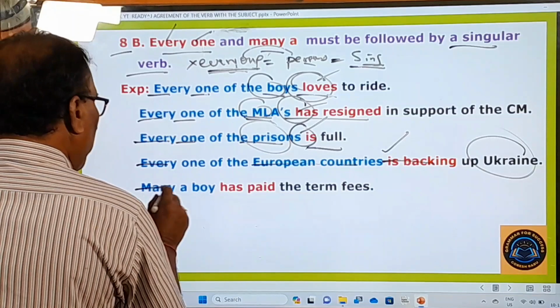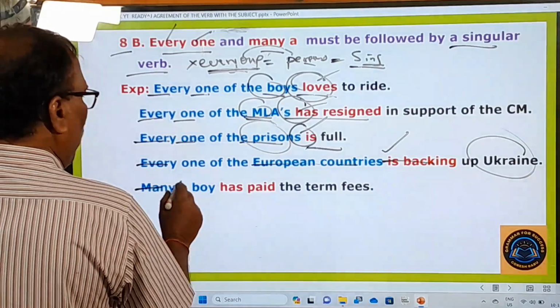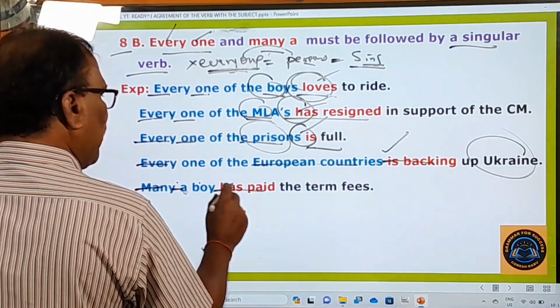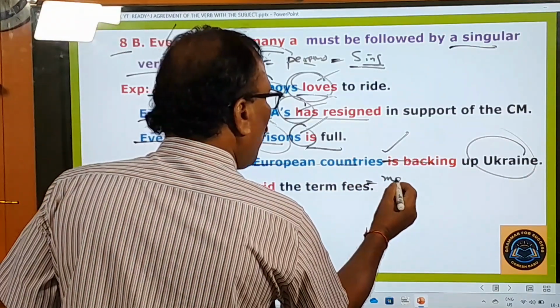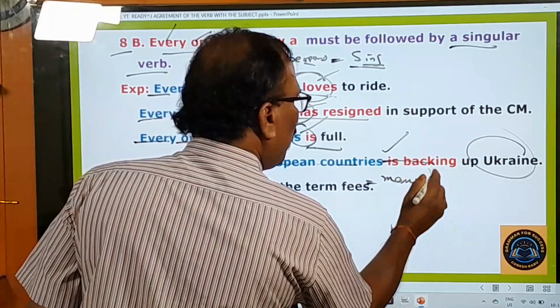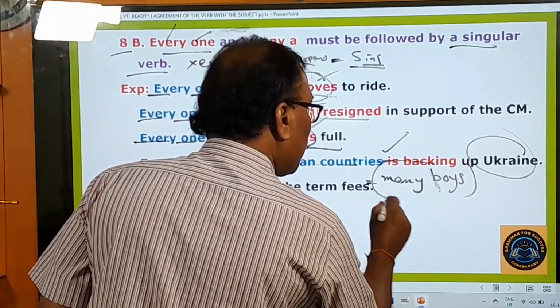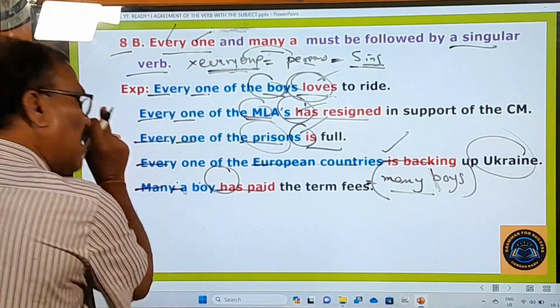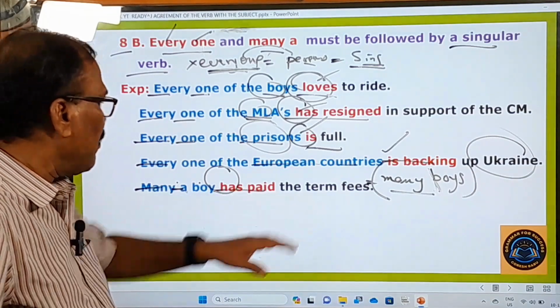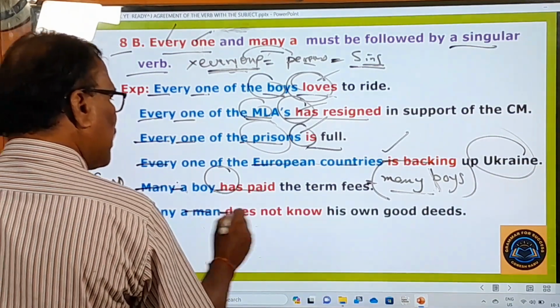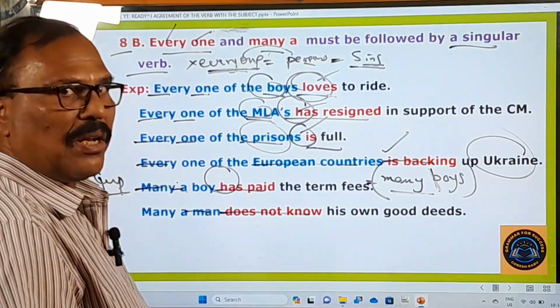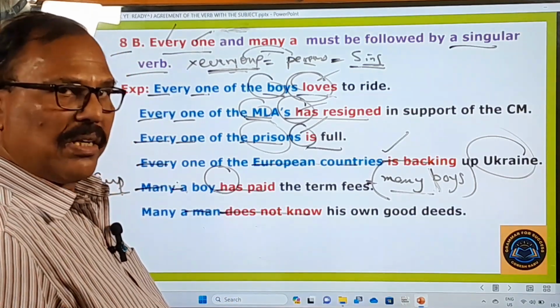So, many a boy has paid, singular. Actually, many a boy means many boys. That's the meaning. The meaning is plural, but the usage is singular. Many a boy has paid that. This is a very, very important one. And here, many a man does not know. "Does not" is always singular. "Do not" is plural. "Does not" is singular. Already I have told you that.